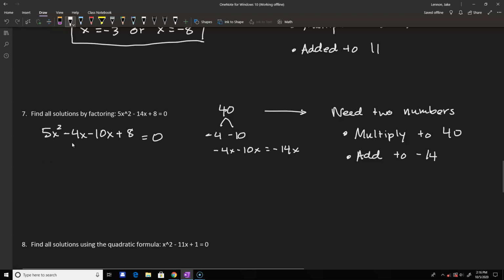So the 5x squared minus 4x, that's all we can take out as an x. And we're left with 5x minus 4. And then from the second group, we can take out a -2. And then we're also left with 5x minus 4.